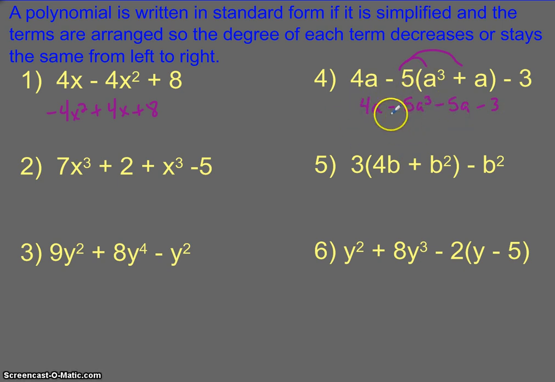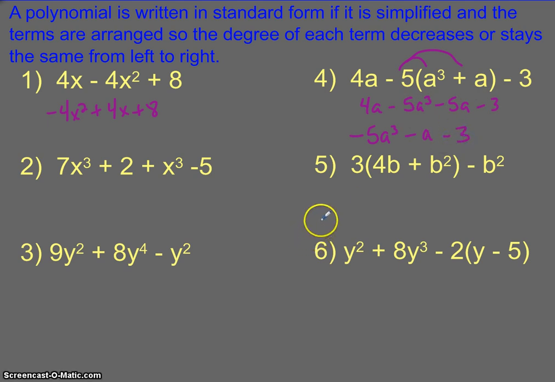But I don't have a lot of room, so I'm skipping a step here, but just stick with me. This has the highest degree, negative 5a cubed, right? Okay, the next one is this one. It has a degree of 1, but I'm going to go ahead and subtract them. 4a minus 5a is negative 1a. So it's just going to be negative 1a, and that's next. Then the last thing is the constant, which has a degree of 0, negative 3.